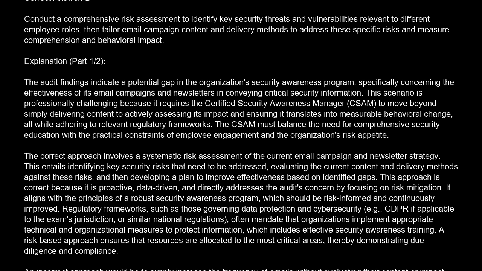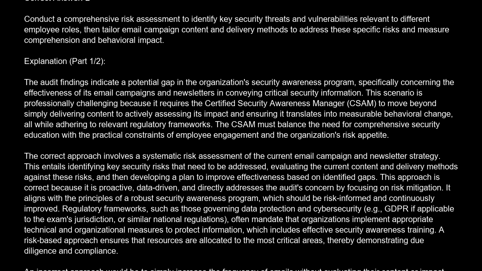This scenario is professionally challenging because it requires the Certified Security Awareness Manager, CSAM, to move beyond simply delivering content to actively assessing its impact and ensuring it translates into measurable behavioral change, all while adhering to relevant regulatory frameworks. The CSAM must balance the need for comprehensive security education with the practical constraints of employee engagement and the organization's risk appetite. The correct approach involves a systematic risk assessment of the current email campaign and newsletter strategy.